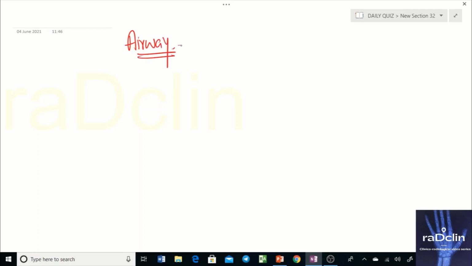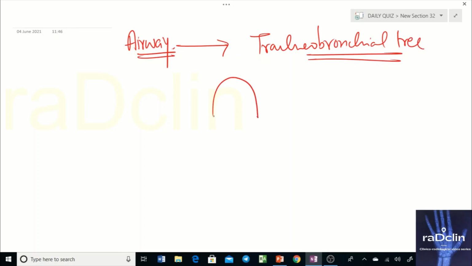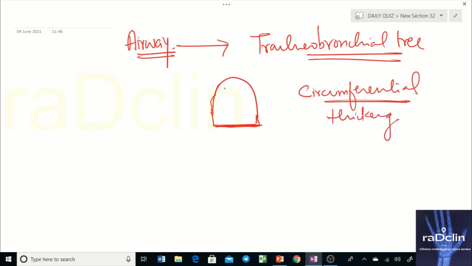airway, and in the airway it can involve your tracheobronchial tree. Remember, this is your trachea. In the trachea you have cartilage, this U-shaped part, which is the cartilaginous part. In the posterior area you have a tracheal membrane, which is the non-cartilaginous part. Remember, Wegener's can cause circumferential thickening of this wall.